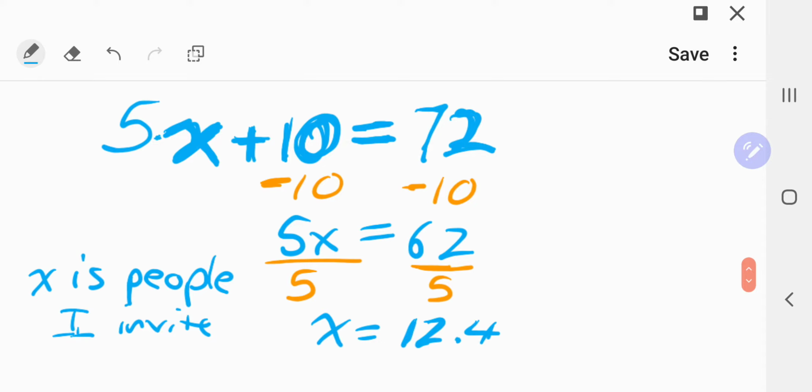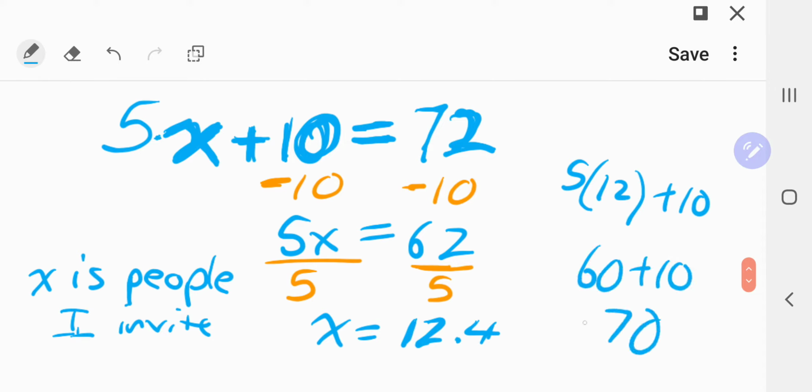And we can check our answer. Let's use the 12. 5 times 12 plus 10. 5 times 12 is 60, plus 10 is 70. And that is a little bit less than the original 72. So it'll take 70 pumpkins to have 12 people. I can invite 12 people. X is 12, basically. 12.4 technically, but in the real world, that wouldn't work.